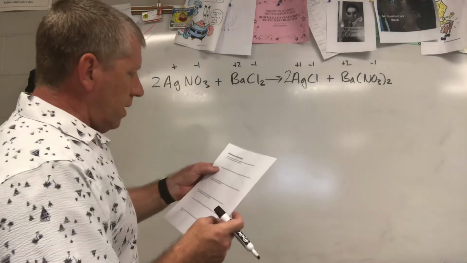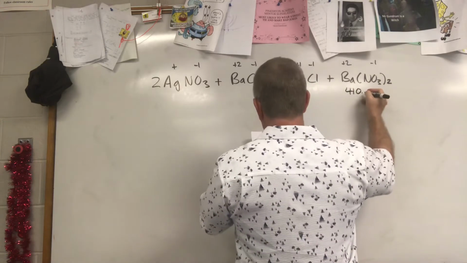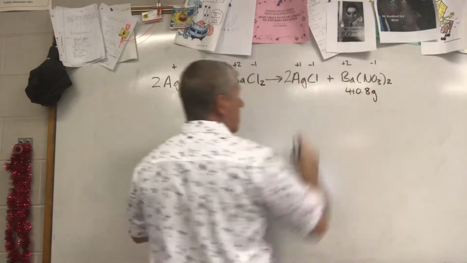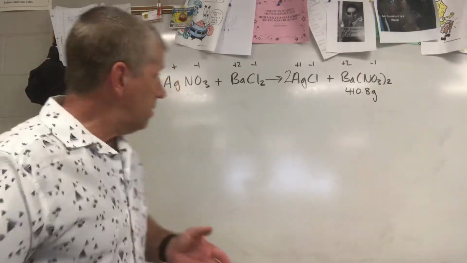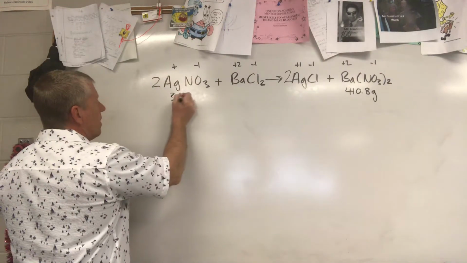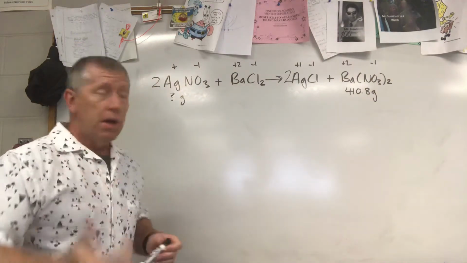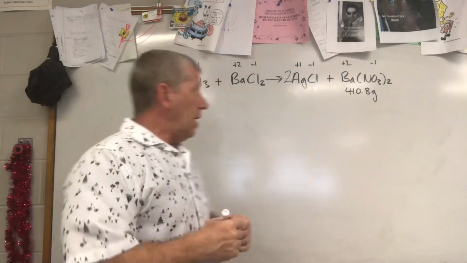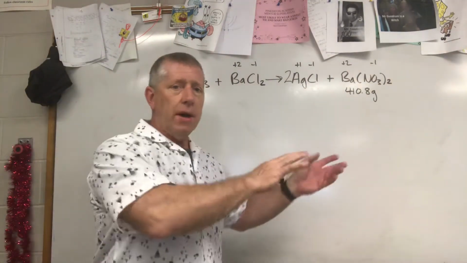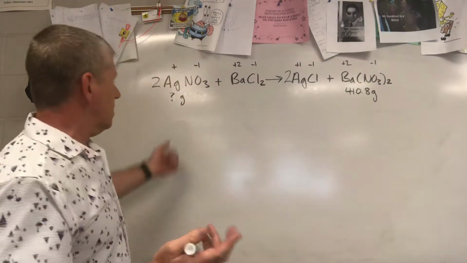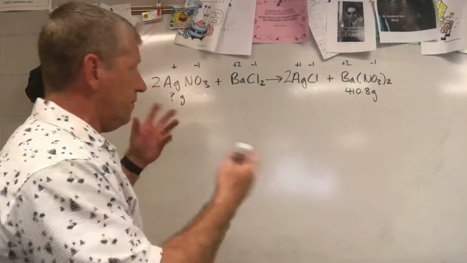B. If 410.8 grams of this barium nitrate are made, how many grams of silver nitrate were reacted? I'll put question mark grams here, that's what we're trying to find. How many grams of that silver nitrate were needed to produce that 410 grams of the barium nitrate? Now, most of the time you're trying to figure out product, but not always. There's a problem where we're going to figure out how much stuff must have reacted. That's okay, it doesn't change anything. It doesn't matter who you're looking for.